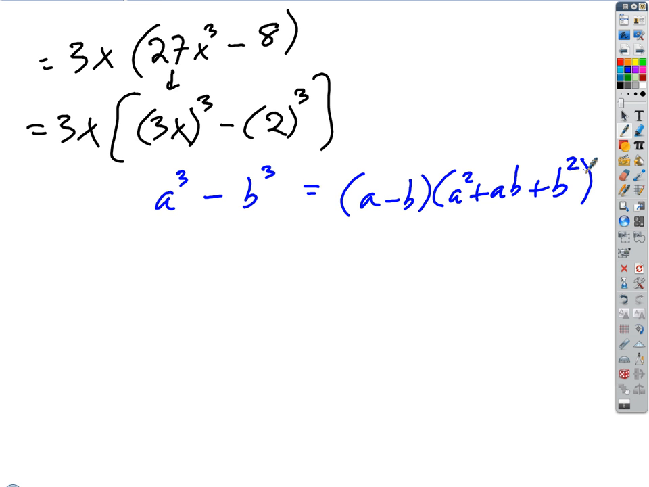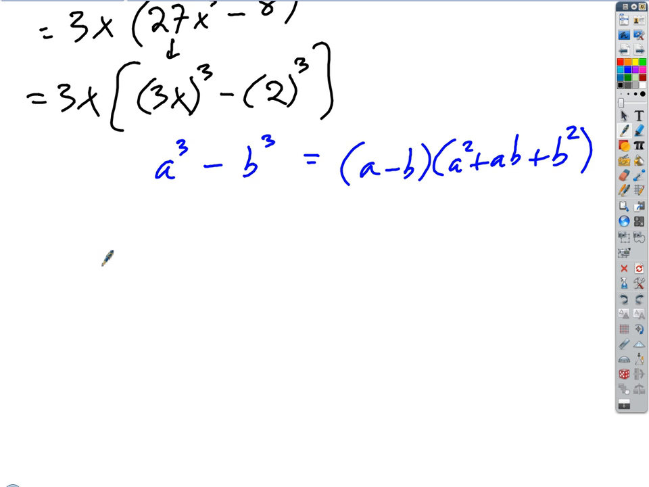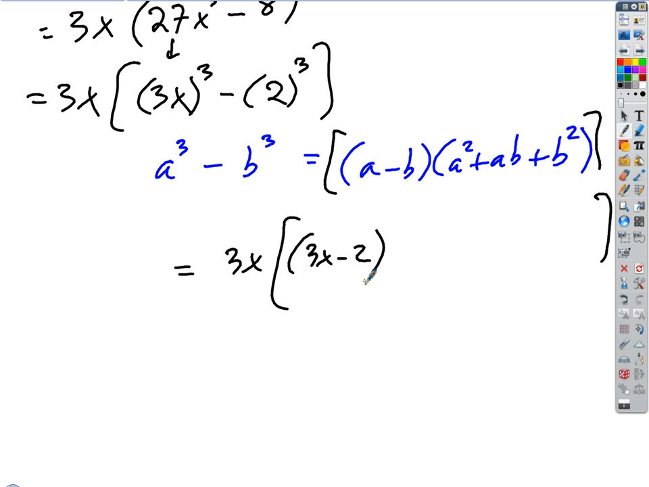Okay, so if we match this stuff up, then we're just going to get, there's our 3x from out front. And then all this stuff, we've got to write in terms of our symbols and our problem. It's not an a and a b for us, it's a 3x and a 2. So what's this going to be? 3x minus 2, good.